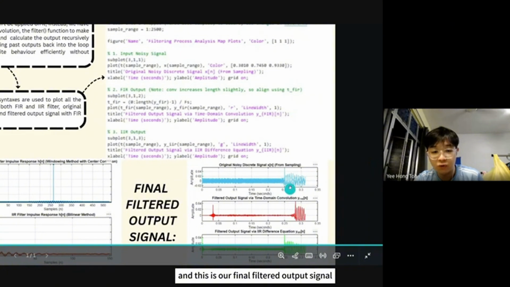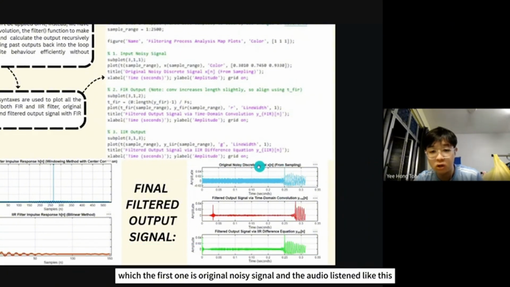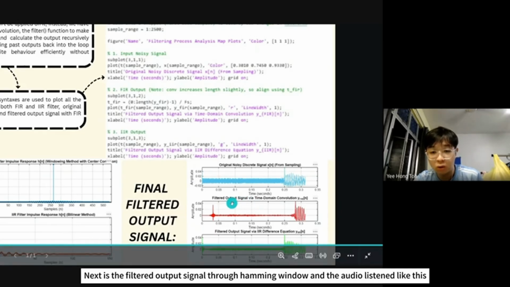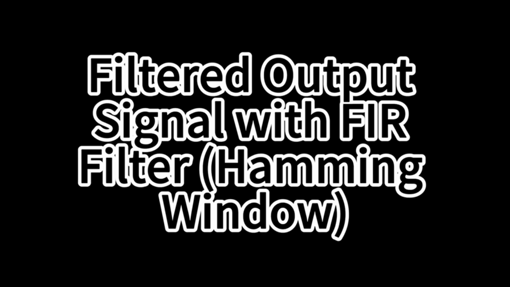And this is our final filter output signal, where the first one is the original noisy signal, and the audio sounds like this. Next is the filter output signal through the Hamming window, and the audio sounds like this.